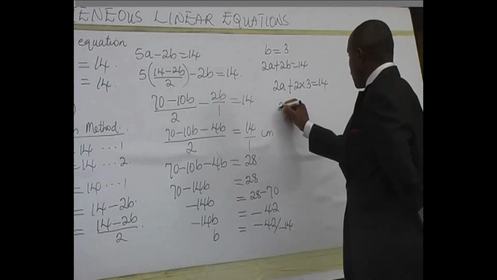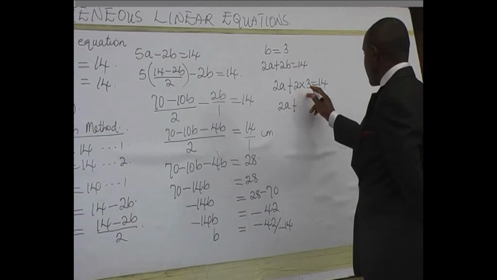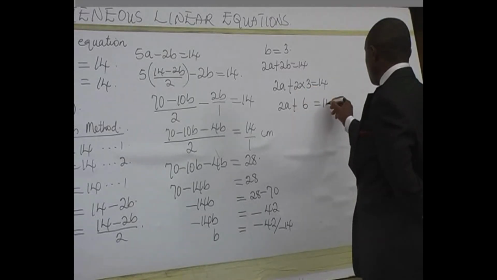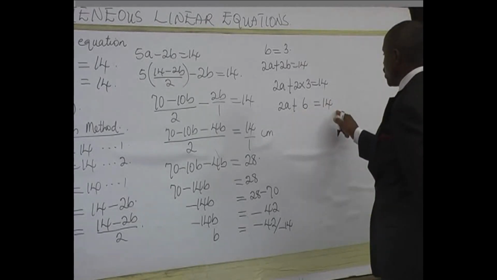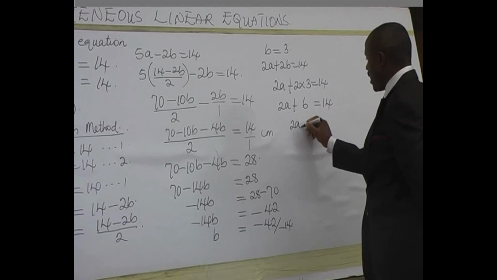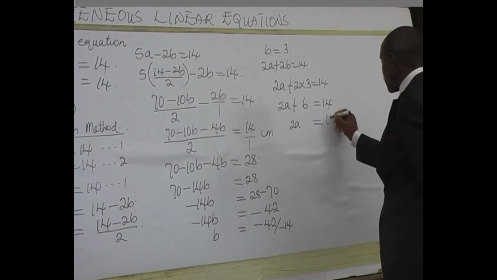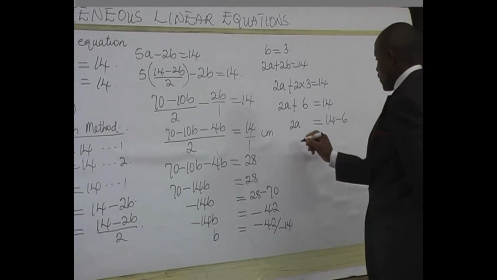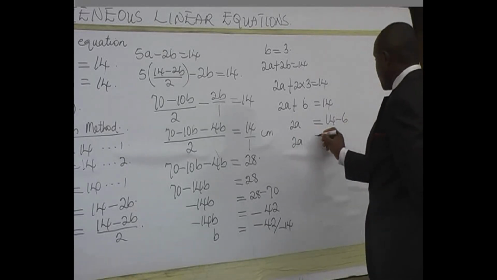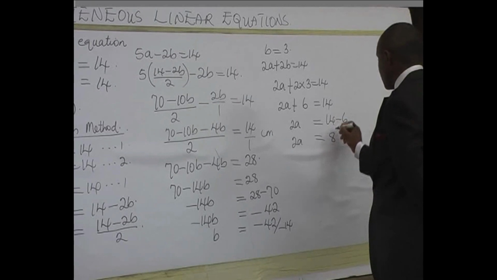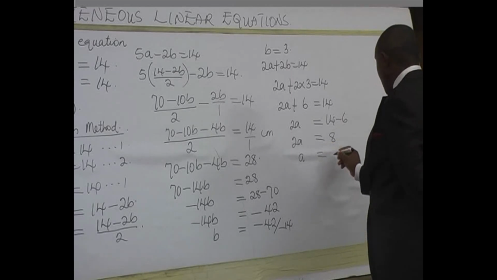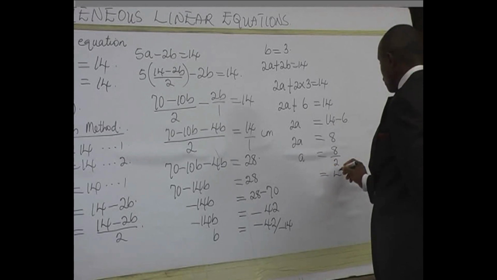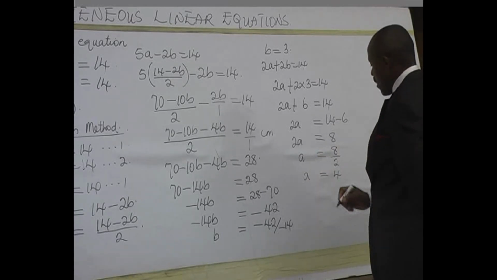Let's go ahead. We have 2a plus 2 times 3, which is 6, is equal to 14. Take plus 6 from the left hand side to the right hand side to change to minus. You'll be left with only 2a in the left hand side of the equation, and it's going to be 14 minus 6. That means 2a is equal to 14 minus 6, which is 8. If you divide both sides by 2, you'll be left with only a in the left hand side, and it will give you 8 divided by 2. And 8 divided by 2, which is 4, becomes the value of a.